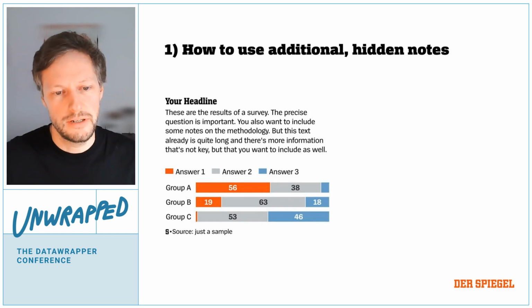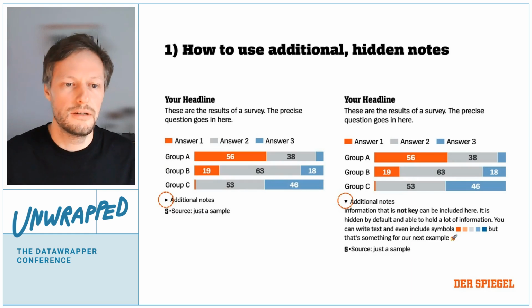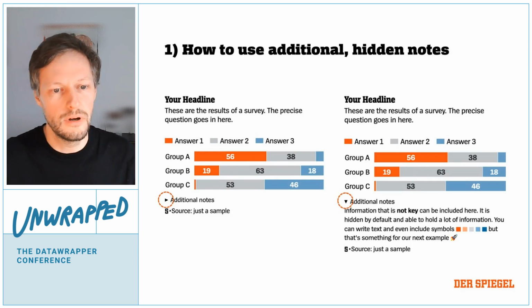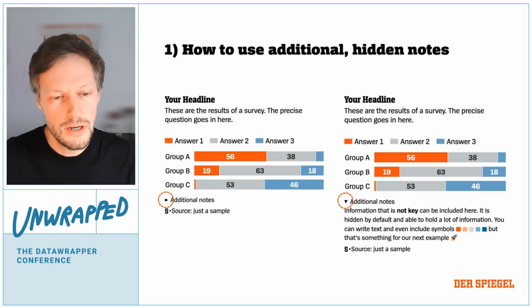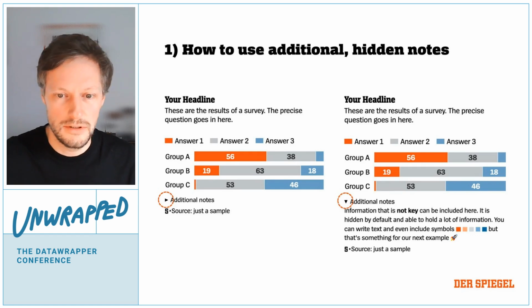But there's a solution for that. And the solution is this here, using additional hidden notes. You can move the information that was in the subheadline and was too long into the notes section and include it in an additional note. An additional note means you're going to see this chart as it is on the left when it's loaded on the page. And as soon as you click on the small arrow, the section expands and you get everything that you see on the right, below the triangle opening up.